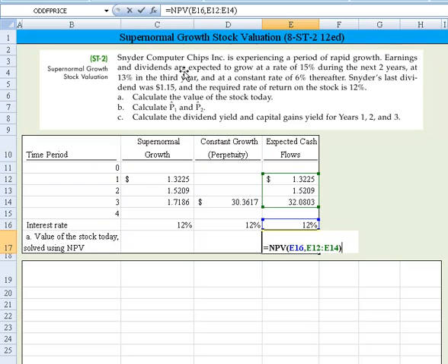So how do we do that? We take the NPV, the net present value, assuming a 12% rate of growth, and the cash flow stream that we've calculated, and we come up with 25.23. So that's how I would use Excel to come up with the value of the stock today.